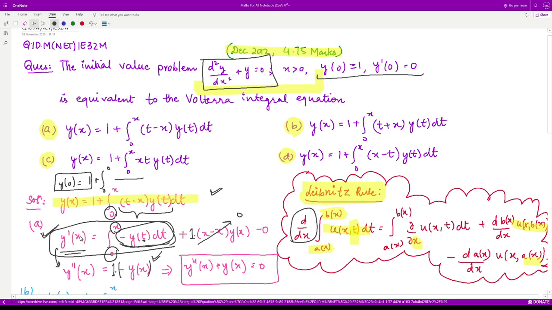So if you put 0 in place of x, y dash of 0 is equal to integration from 0 to 0. So that would simply be 0, right? So y dash 0 is equal to 0. So this is the correct option.